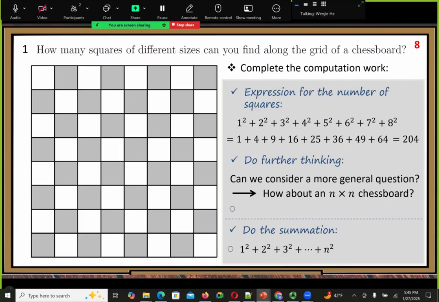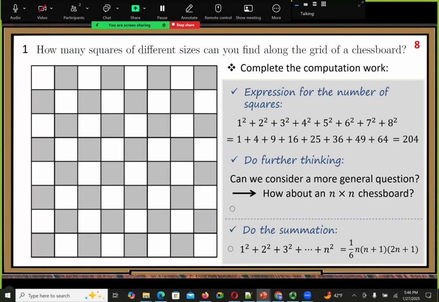Does anyone know the formula clearly, without doubt? Not guessing, because it's very hard to guess. Look at this formula. How about that? 1/6 times n plus 1 times 2n plus 1. You cannot guess it.